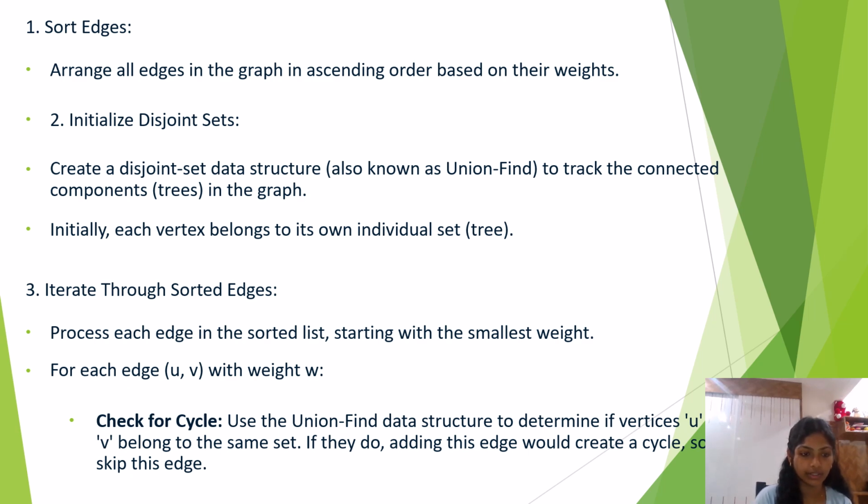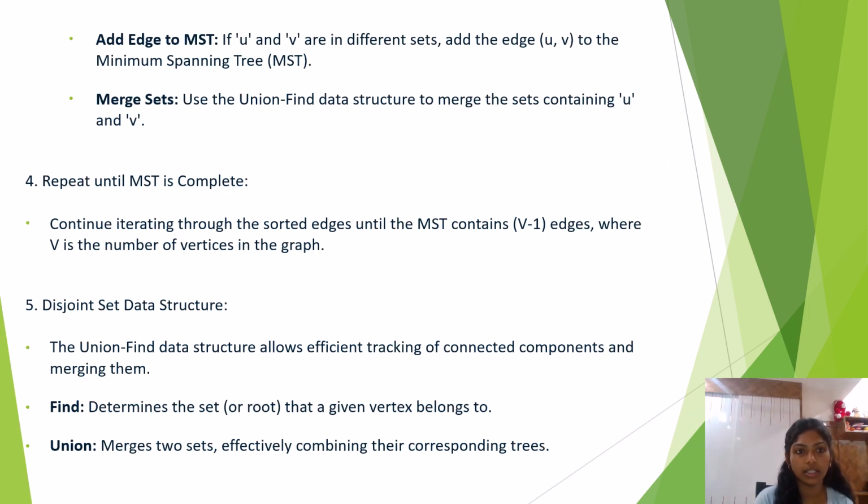Iterate through sorted edges. Process each edge in the sorted list, starting with the smallest weight. For each edge UV with weight W, check for cycles, and add the edge to the minimum spanning tree and merge the sets. Repeat until the minimum spanning tree is complete.